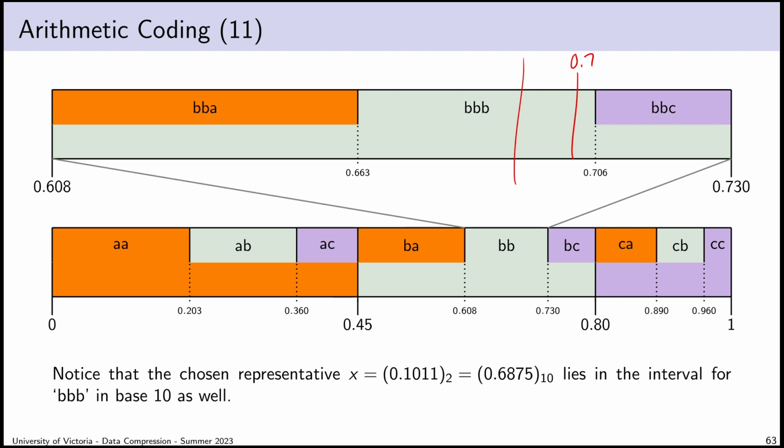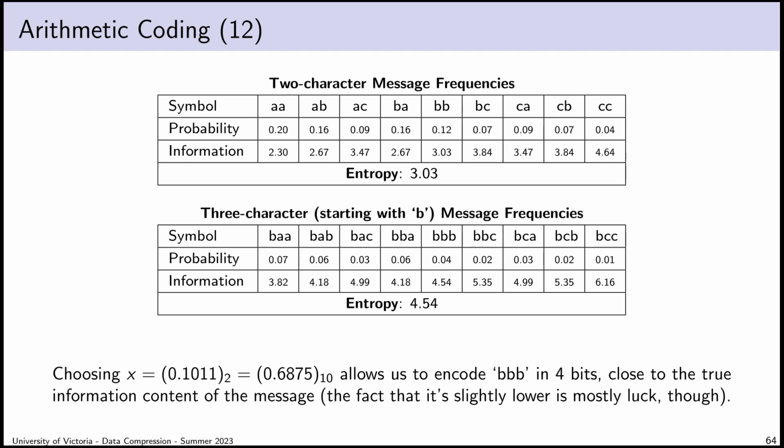as my representative. But whatever, I can choose whatever I want. I choose whichever is convenient for my base. Okay, so if I do that, then I've actually encoded the message BBB in only 4 bits. And that's actually close to the true information content of BBB, even though I didn't have to work out a table of all possible messages.